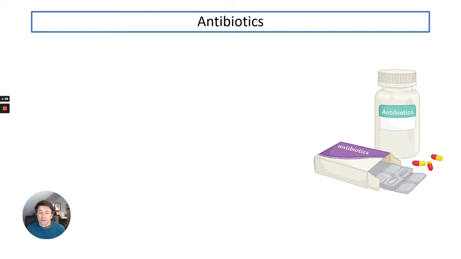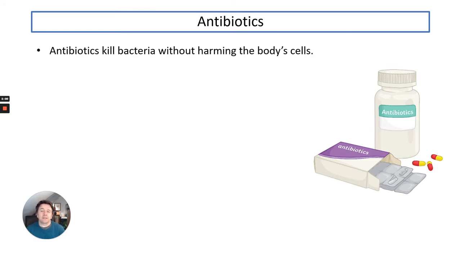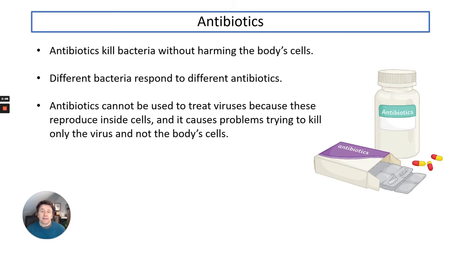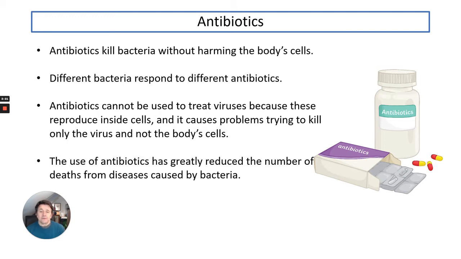Antibiotics, so what are they? Well, antibiotics kill bacteria without harming the body's cells. Different bacteria will respond to different antibiotics. Antibiotics cannot be used to treat viruses because these reproduce inside cells, and therefore it causes problems trying to kill only the virus and not the body cells. The use of antibiotics has greatly reduced the number of deaths from diseases caused by bacteria.